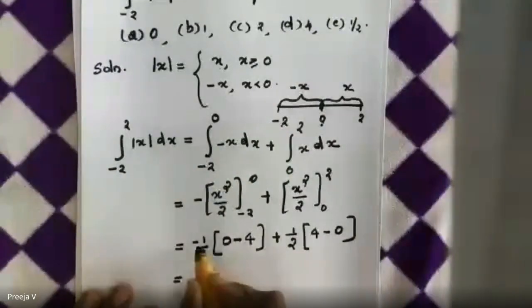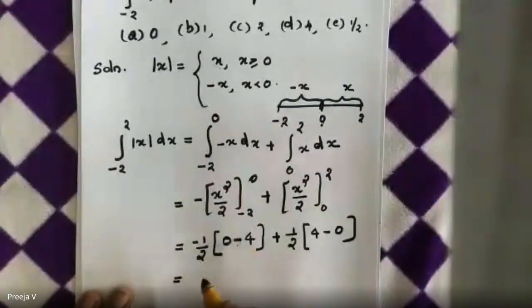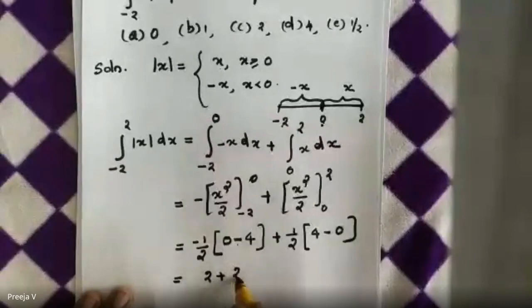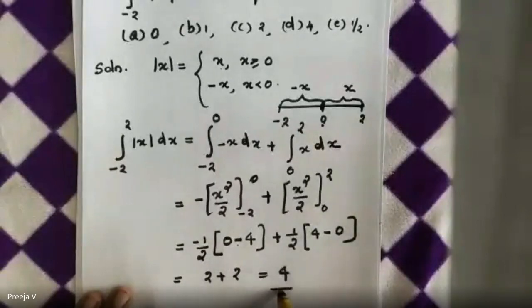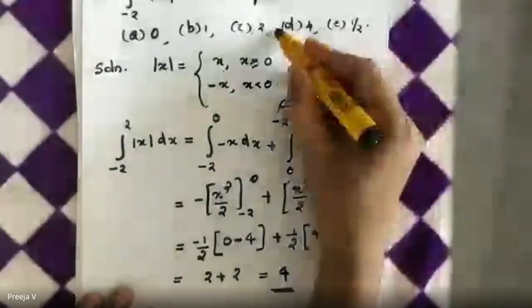So this is equal. Here minus of minus become plus. 4 by 2 is 2 plus again 4 by 2, 2. So the answer is 4. It is the fourth option.